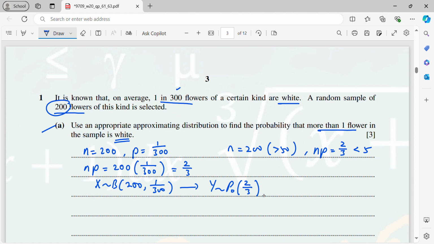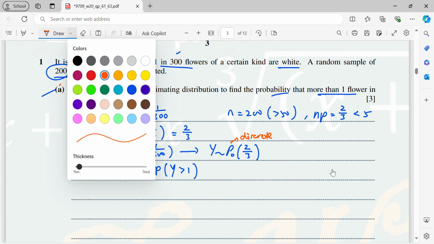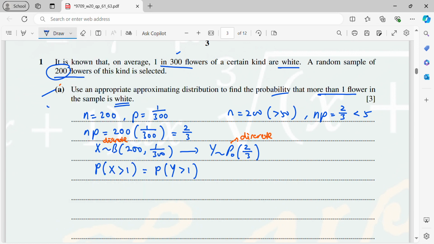Okay, so from here, I will write the probability of X more than one flower is white. So it becomes probability of Y greater than 1. For information, binomial is a discrete random variable, and Poisson is also discrete. So from discrete to another discrete, we do not need to carry out the continuity correction factor. Okay, so just solve as usual.